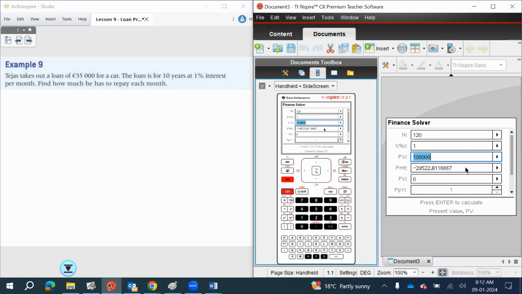Positive 35,000. It will work positive and negative, but we try and keep it in one direction always, just to be consistent. So 35,000 is what he is given by the bank, so it goes into his pocket. Payment, we're going to calculate that. That's going to come out of his pocket. Future value is 0.